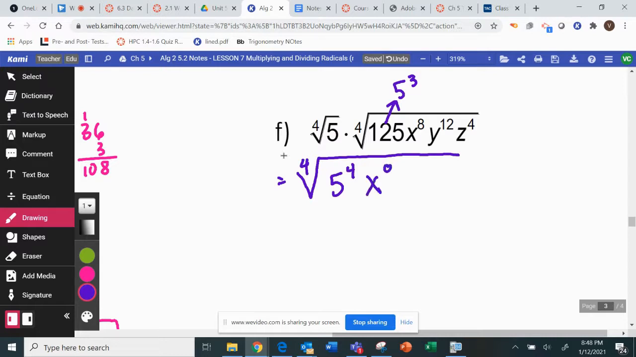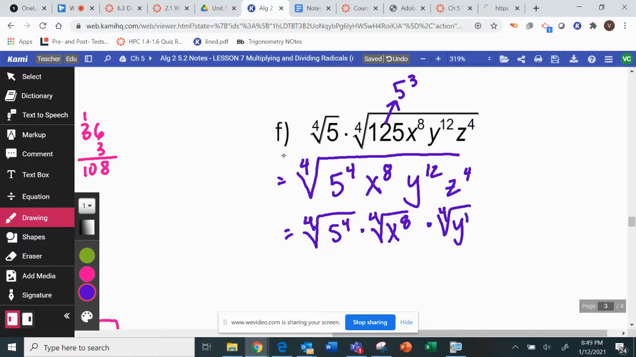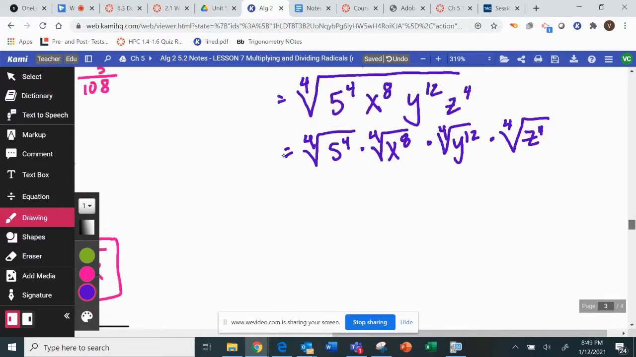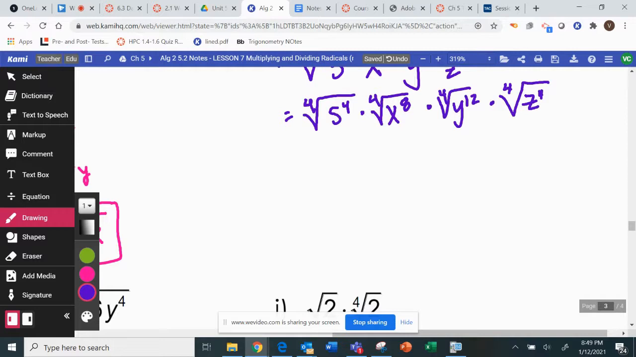Then I've got x to the 8. I've got y to the 12th. And I've got z to the 4th. So now I'm going to separate each of those. And we'll have the 4th root of 5 to the 4th multiplied by the 4th root of x to the 8th multiplied by the 4th root of y to the 12th multiplied by the 4th root of z to the 4th. Now I'm going to use the rational exponent notes that we did last.